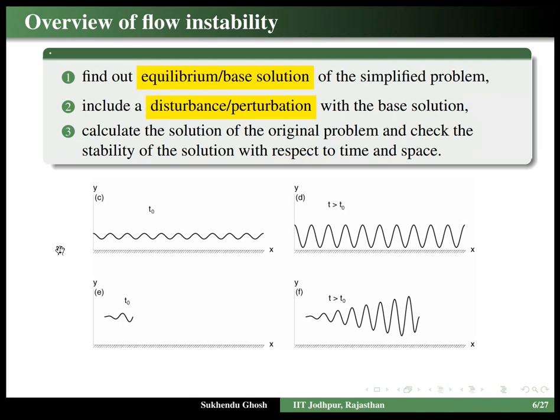So if the perturbations are changing with respect to time only, then that is temporal instability. If they are changing with respect to space, then we can have spatial instability. And if it is changing its amplitude and behavior with respect to space and time both, then it can be spatio-temporal behavior. So the first two figures give the idea about the temporal change of the waves, and the last two figures give the idea about the spatial change of the perturbations.